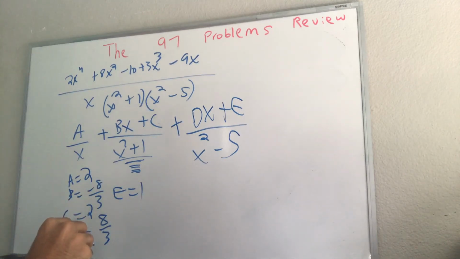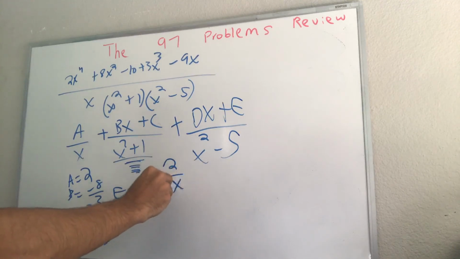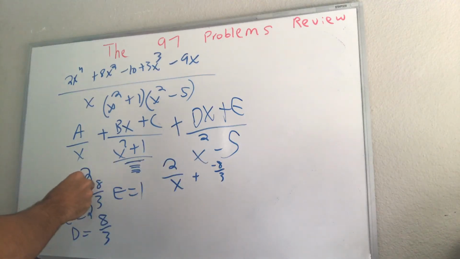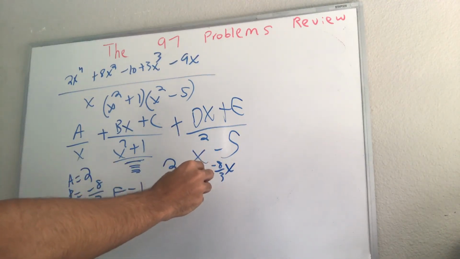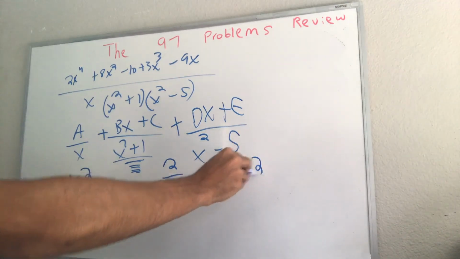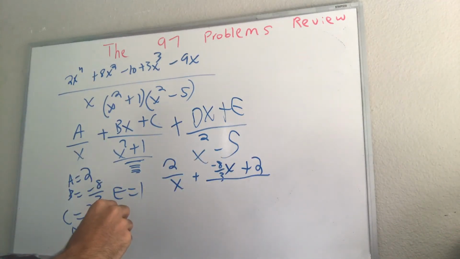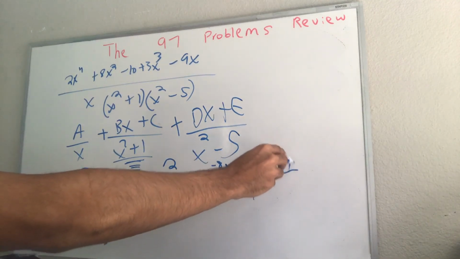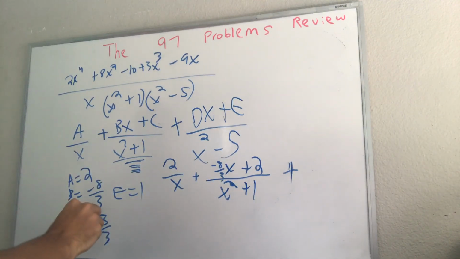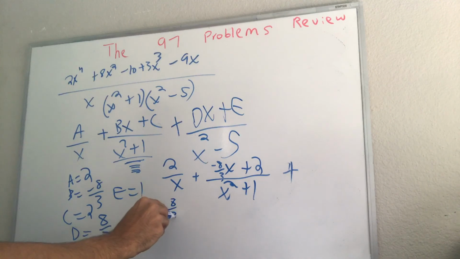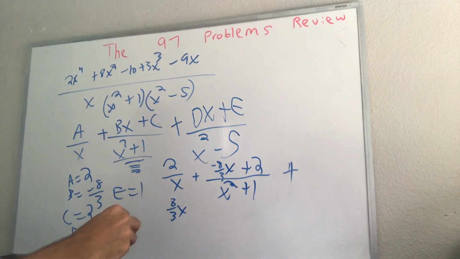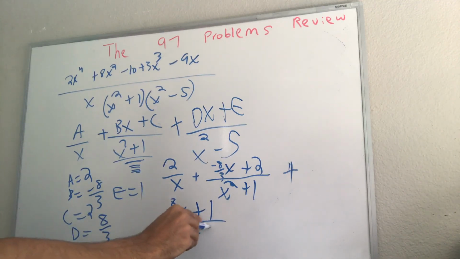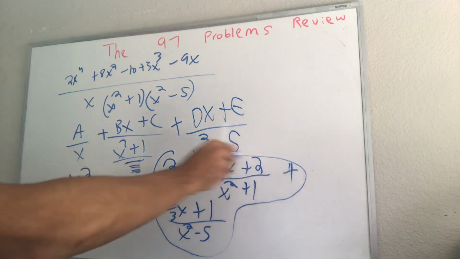So when you're writing your final answer, you would have something like 2 divided by x, plus negative 8 over 3 x, that's the value of b, plus c, your c was 2, so plus 2, divided by x squared plus 1. And then we would have plus dx, well, d is 8 over 3, so 8 over 3 x, e was 1, so plus 1 divided by x squared minus 5. So this over here would be your final answer to that problem.